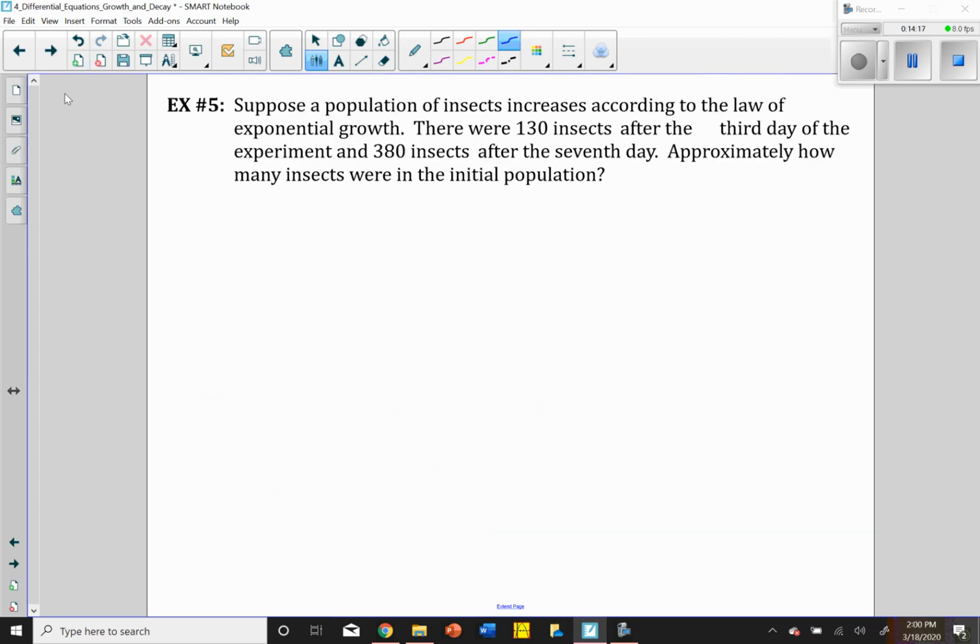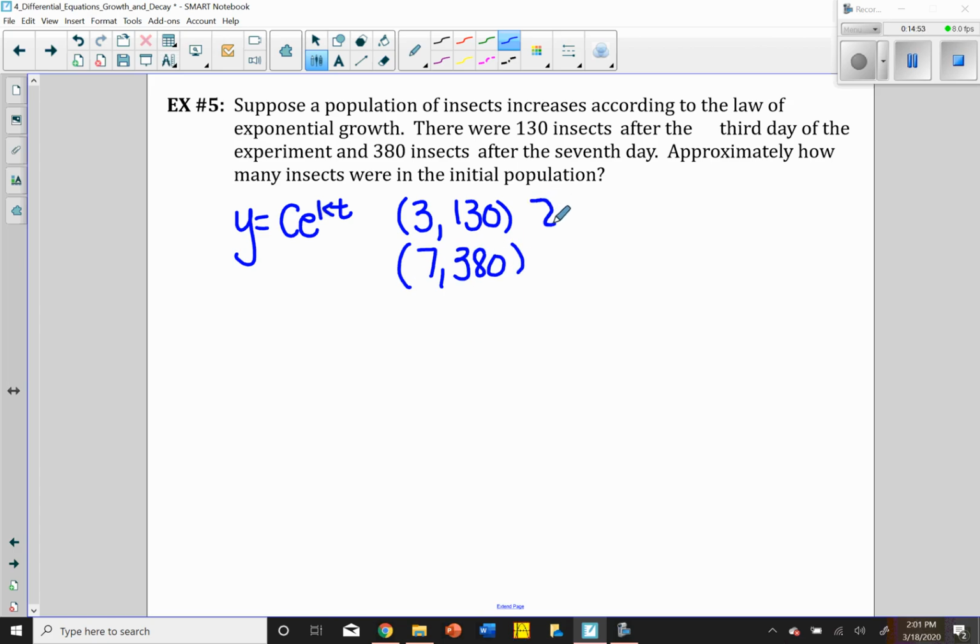Okay, looking ahead to example 5. Suppose you have a population of insects that are increasing according to the law of exponential growth. There are 130 insects after the 3rd day. So we know y equals C e to the kt. We know after the 3rd day there's 130 insects and 380 insects after the 7th day. If we set that up, we can use substitution.